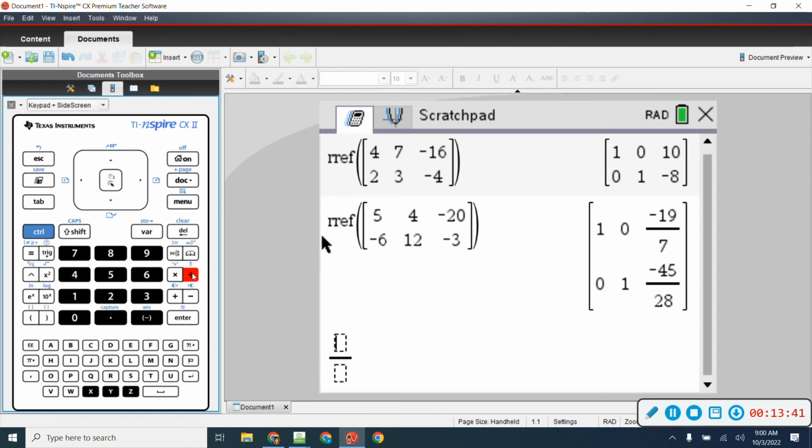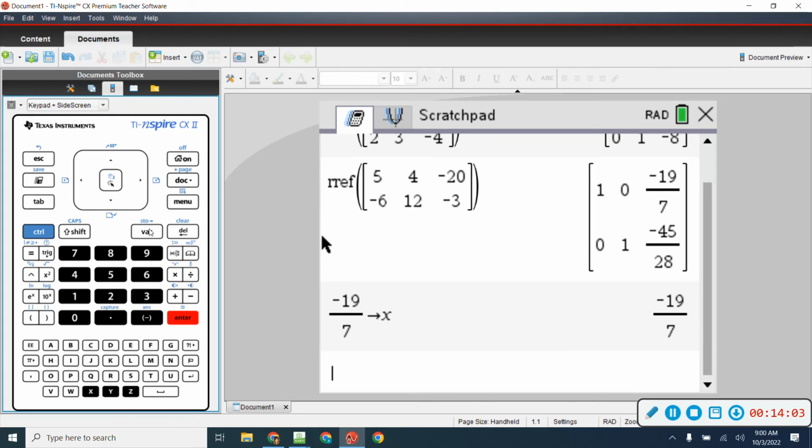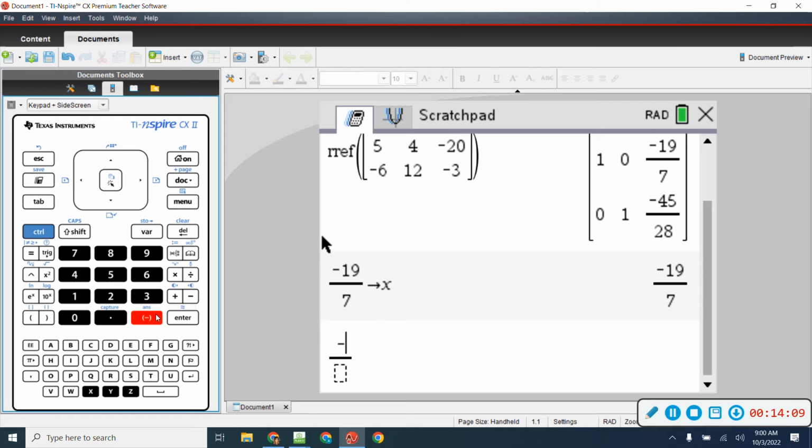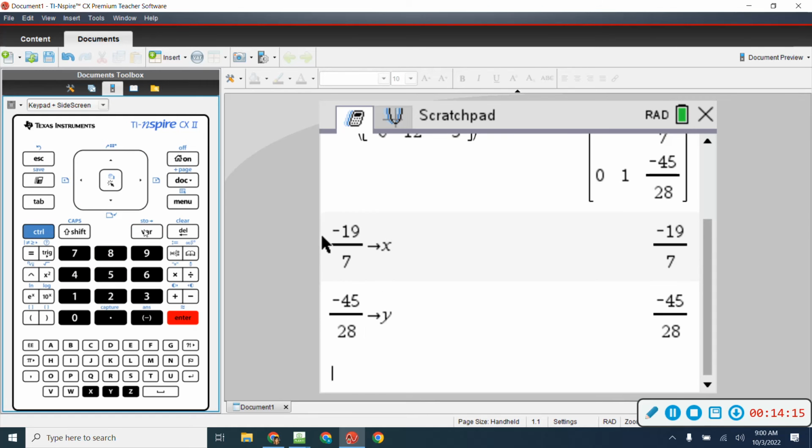I'm going to do control divide to get my fraction, and I'm going to do negative 19 divided by 7. And to store it, you do control var. That STO arrow button is right above the var button. So control var, and then I'm going to type X, enter. Then I'm going to do the same thing, control divide, negative 45 over 28, control var Y. Now I can type my original equation, which is 5x plus 4y.